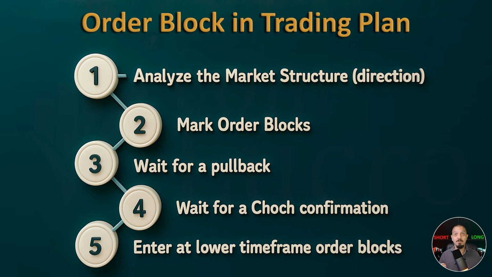This strategy operates using 2 time frames, and we've simplified it into 5 clear steps. First, analyze the market structure on the higher time frame to determine the overall direction. Second, mark the key order blocks. Third, wait for price to pull back toward those zones. Fourth, look for a change of character on the lower time frame to confirm the reversal. And finally, execute your entry from the order blocks on that lower time frame.